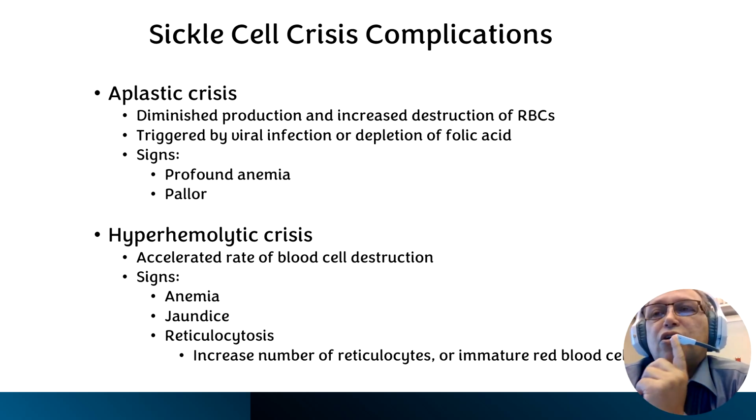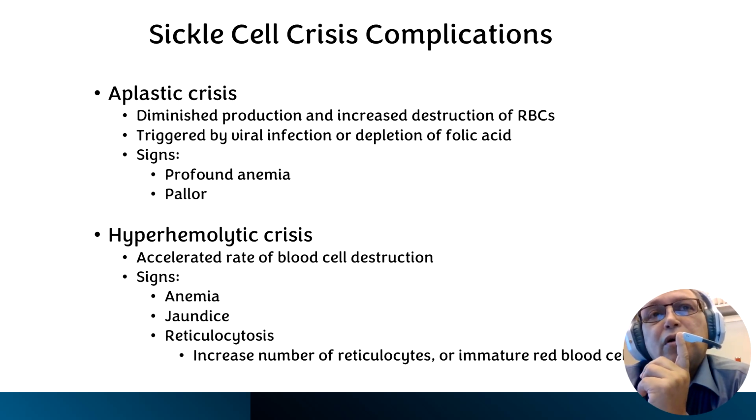Aplastic crisis is generally caused by folic acid being reduced in the bloodstream, or it can be caused by viral infection, but basically the red blood cells are destroyed. Again, another profound anemia in the cell counts, and pallor. The patient is notably pale, again, because you don't have red blood cells providing the color in the blood. You don't have oxygenation, you fail out, and you can actually die from this in fairly short order.